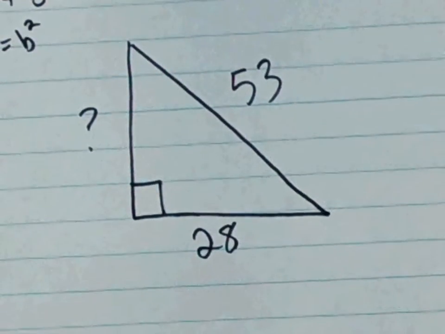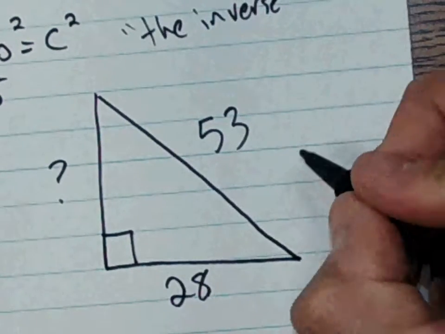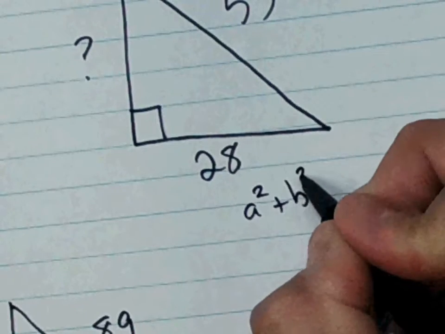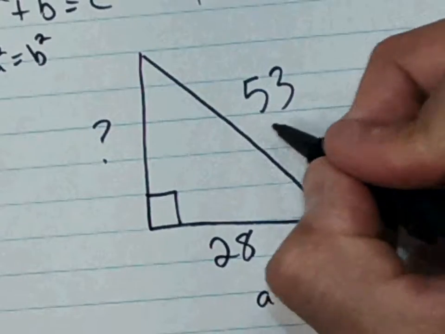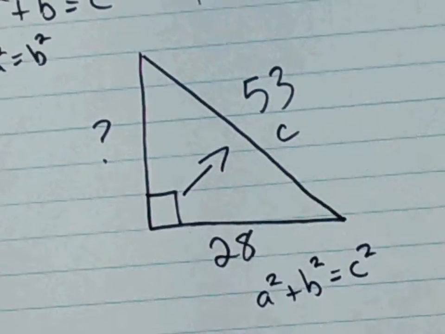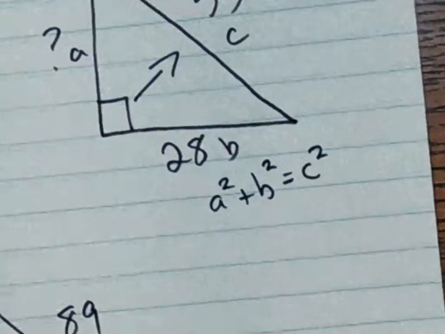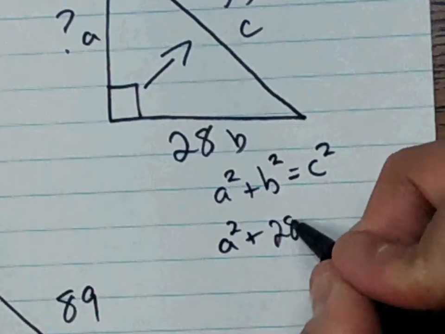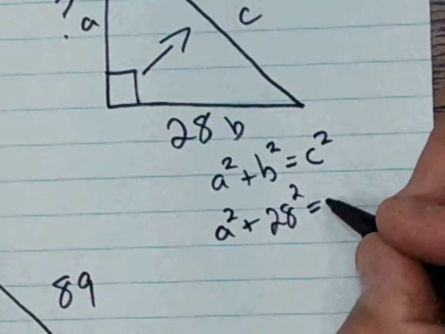Another way of looking at it is, instead of c squared minus a squared equals b squared, you could still use the a squared plus b squared equals c squared order. So you're going to plug in what you know. I know 53 is opposite of the right angle, so that's going to be my C. 28 has to be one of the legs, so in this case let's call it B, and then this missing leg is A. Let's put in what we know. We don't know A, so we'll leave it as A squared. We do know B, which is 28, and square that. We know C is 53, so we'll square that as well.